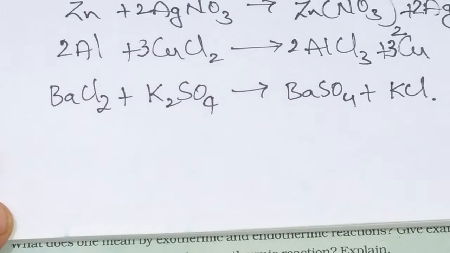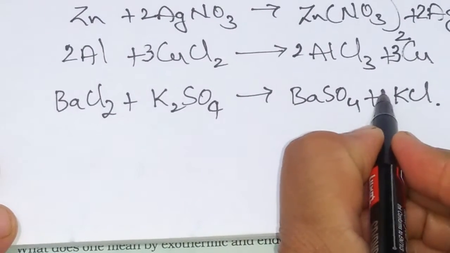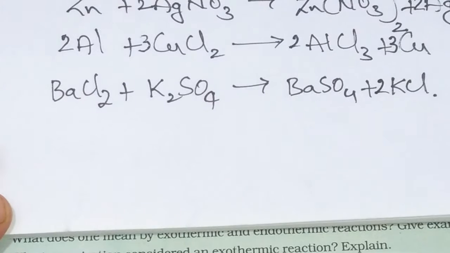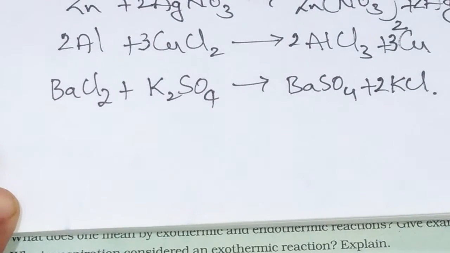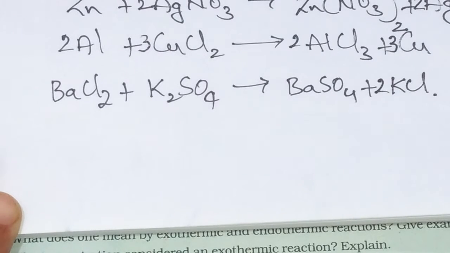Now let us start balancing. Potassiums and chlorines, left side they are 2, but right side only 1, both of them. So let me write 2 before this. Now let us check the remaining also. Barium both the sides 1. Now chlorine both the sides 2. Potassium both the sides 2. Sulfur both the sides 1. Oxygen both the sides 4. So equation is balanced. Okay.